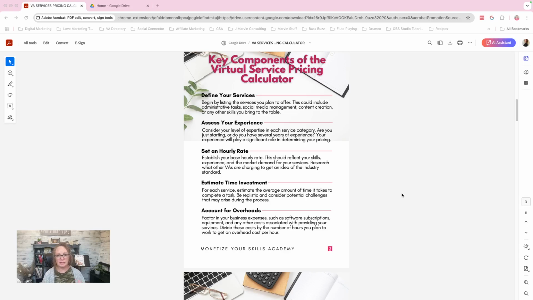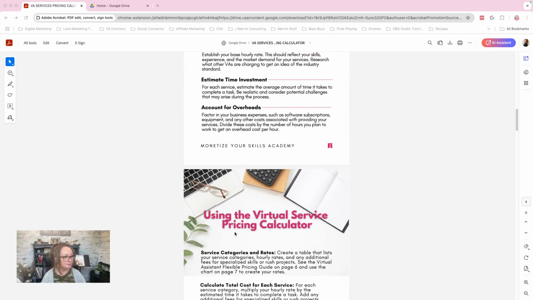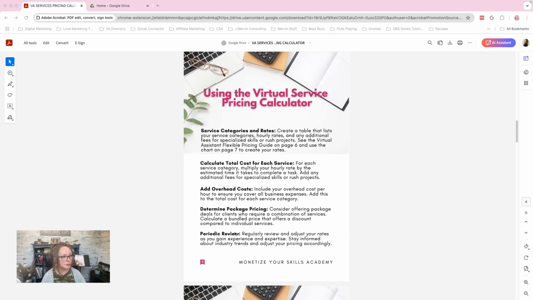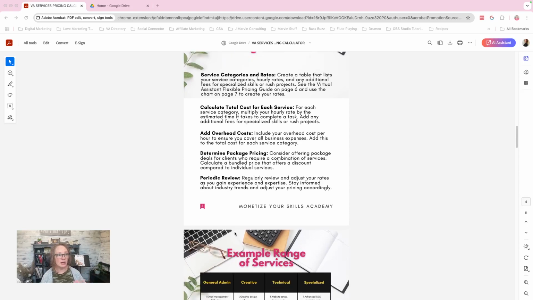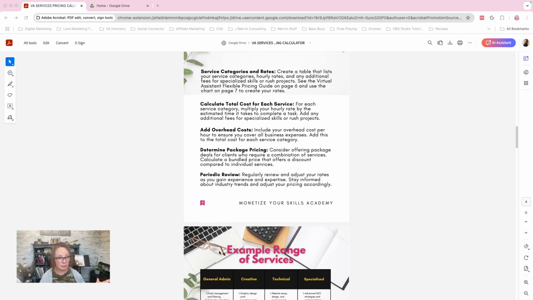Some of this is going to take some trial and testing, but it's really good in the beginning to do a time investment estimate. And then, of course, we just talked about accounting for overhead. Then I tell you how to use the virtual service pricing calculator. We talk about service categories and rates and creating a table, which will make it easy. Then we talk about calculating your total cost for each service by multiplying your hourly rate by the estimated time that it's going to take to complete a task. So you see, it takes a little bit of time to think about all of these things and put them into this table.